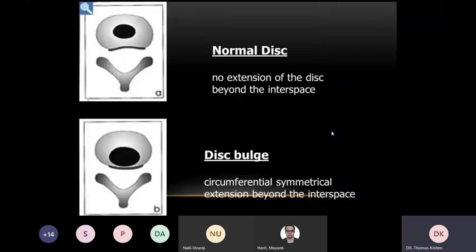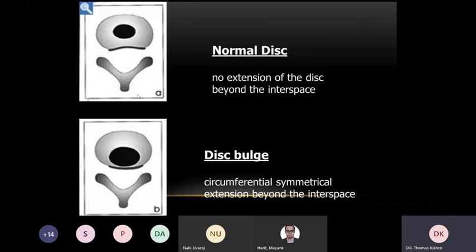So before we go into lumbar disc herniation, I'll briefly go through some of the terminologies which we see on the MRI scans. When they say on the MRI that the disc is normal, if you're looking at the axial section of a scan, that means there is no extension of the disc beyond the interspace. And if you look at the posterior aspect of the disc, it's concave like this. So that's a normal disc.